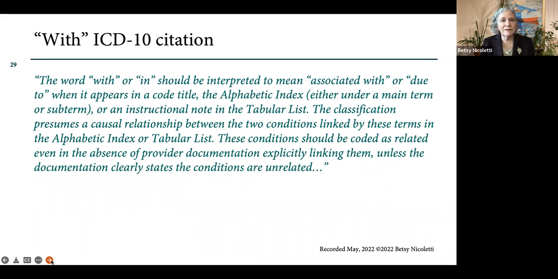Now, this is an important change that we got. It made everyone happy. The word "with" or "in" should be interpreted to mean "associated with" or "due to" when it appears in a code title, the alphabetic index, or an instructional note in the tabular list. The classification presumes a causal relationship between the two conditions linked by these terms. The condition should be coded as related, even in the absence of provider documentation explicitly linking them, unless the documentation clearly states the conditions are unrelated.